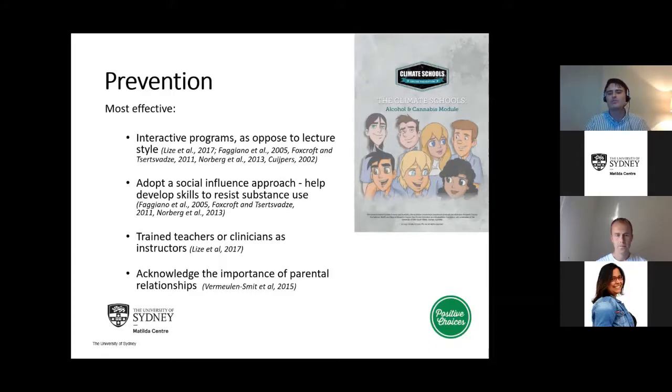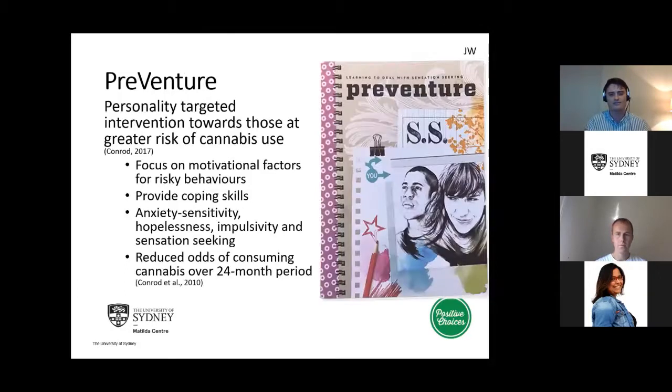It's also important to acknowledge the role of parental relationships and incorporate this into these programs. We know that parental style and family structures can have a pretty strong association with the initiation of cannabis use, the age at which people use cannabis, and the frequency at which they use.